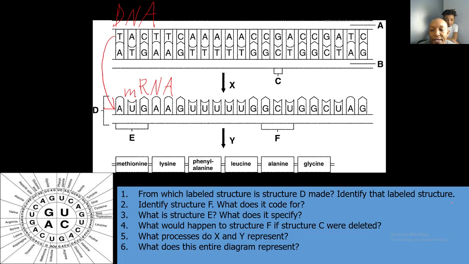And then it says identify that labeled structure. That labeled structure is DNA. So point A is DNA.